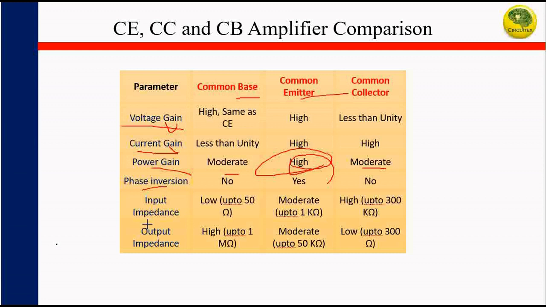Now moving on to the input impedance, it is low in case of the common base, that is up to 50 ohms. It is moderate, up to 1 kilo ohm, in case of common emitter, whereas it is very high, that is up to 300 kilo ohm, in case of common collector. Whereas talking about the output impedance, it's the highest, that is up to 1 mega ohm, in case of common base. In common emitter, it's moderate, up to 50 kilo ohms, and it is low, that is 300 ohm, in case of the common collector.